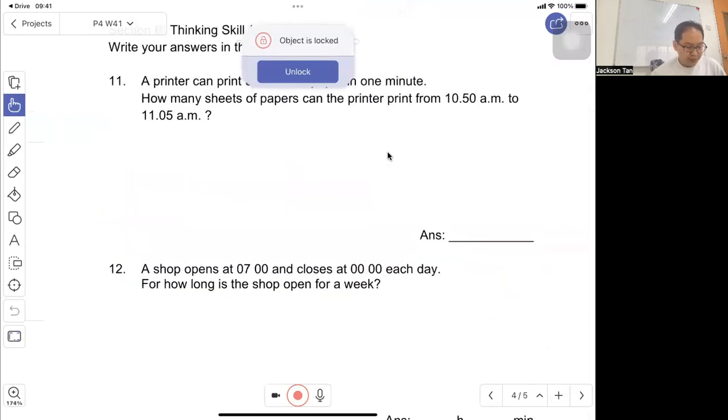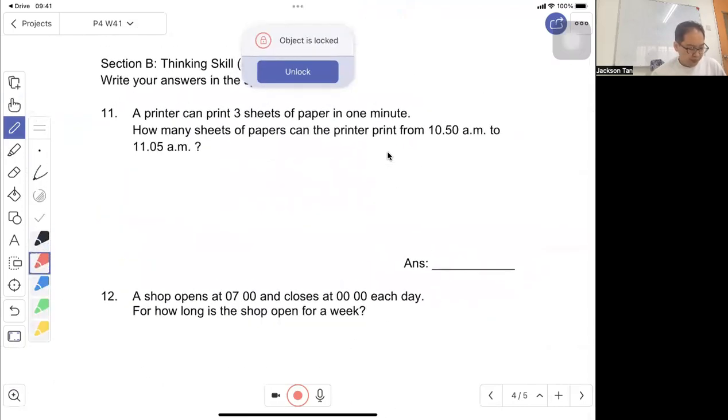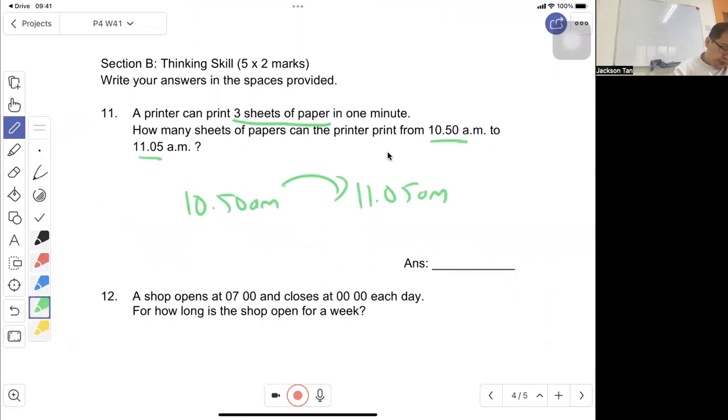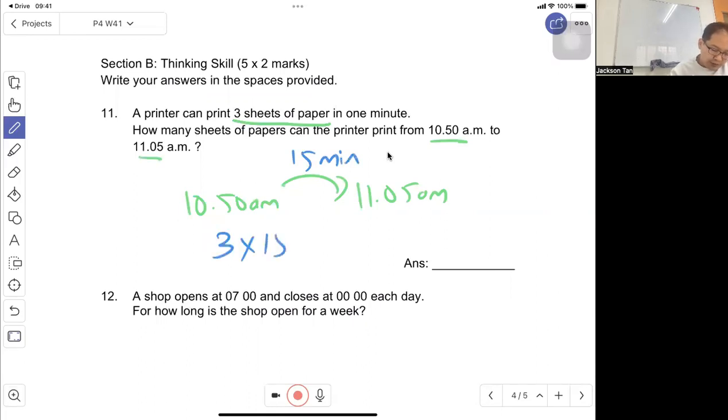Question 11. A printer can print 3 sheets of paper in 1 minute. So from 10:50 to 11:05, that is actually about 15 minutes. So 3 times 15 gives you 45. 45 is the answer.